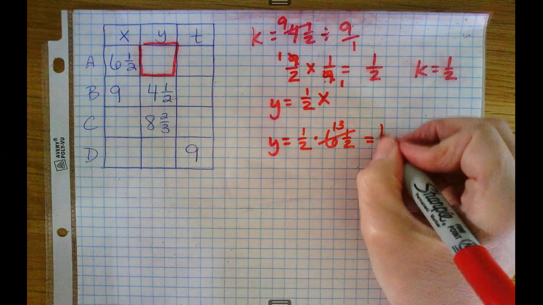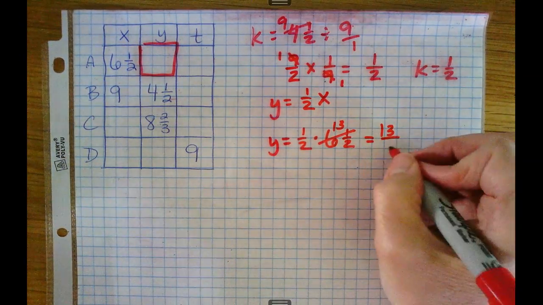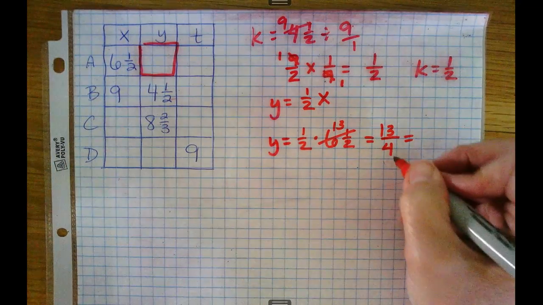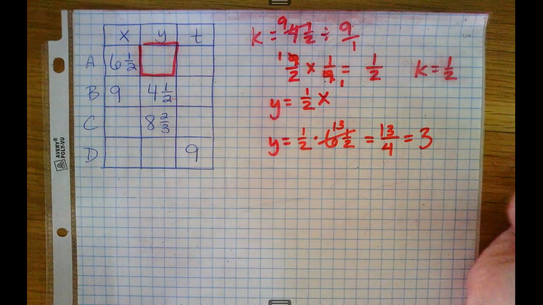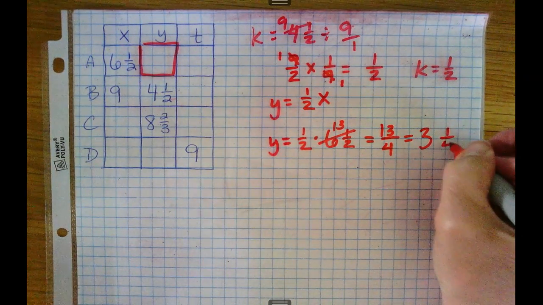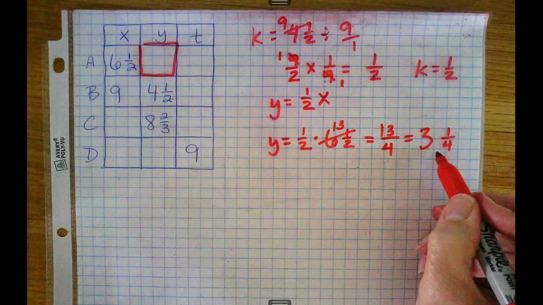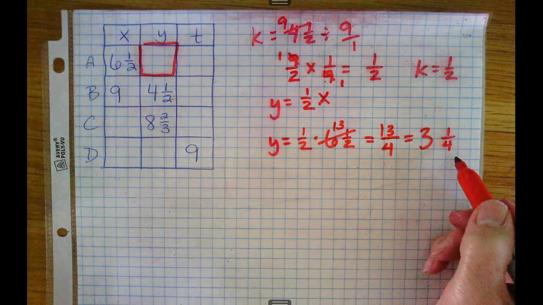1 times 13 is 13. 2 times 2 is 4. Then I need to change this to a mixed number. 4 will go into 13 3 times with a remainder of 1 over 4. If you're typing this, make sure to leave a space between your whole number and your fraction.